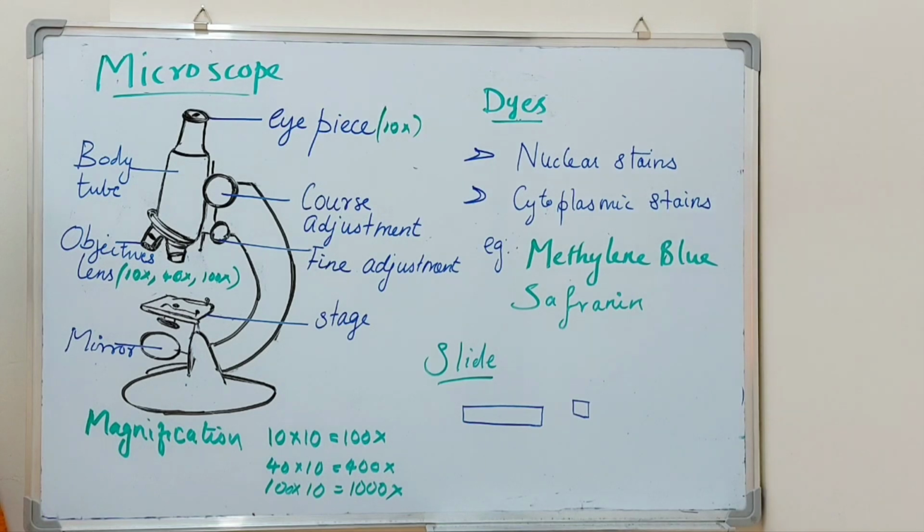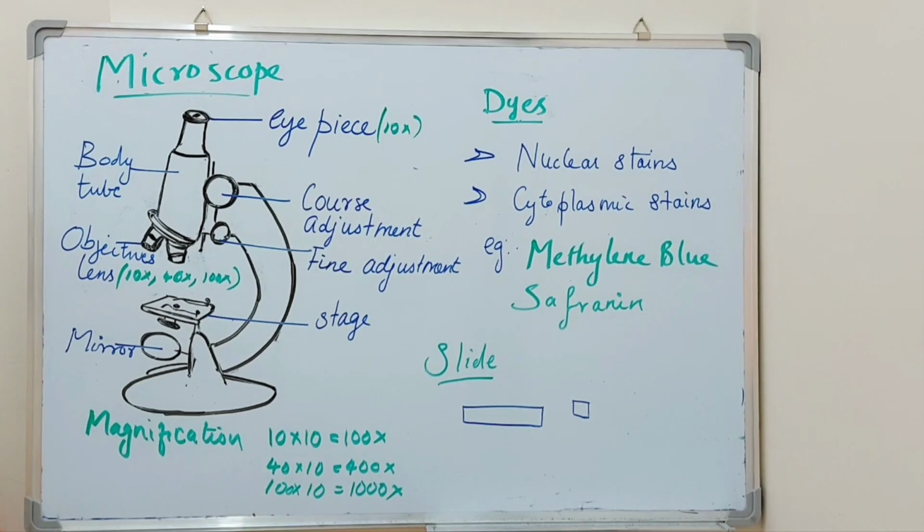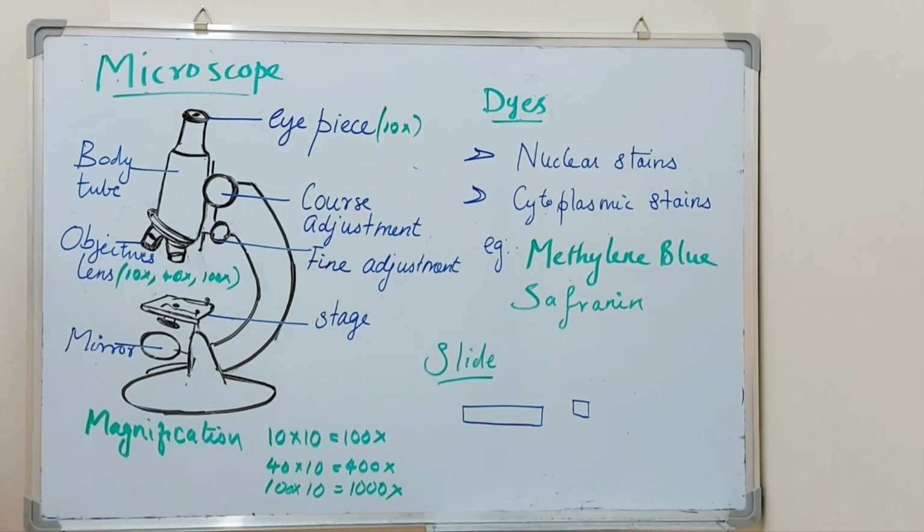Nuclear stains means these stains will be coloring the nucleus only. If we add the stain to the cell section, only the nucleus will get stained. Next is cytoplasmic stain, which will give color to the cytoplasm only. There are a few examples, like methylene blue and safranin. These are dyes commonly used in laboratories for cell studies. Then comes the third thing, that is the slide.